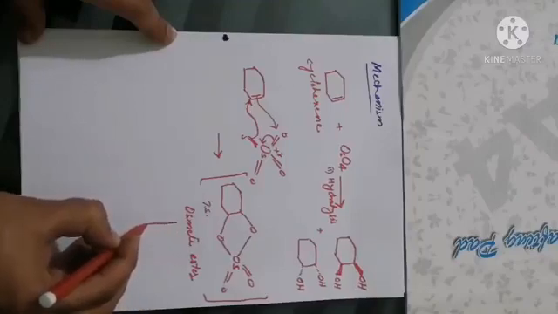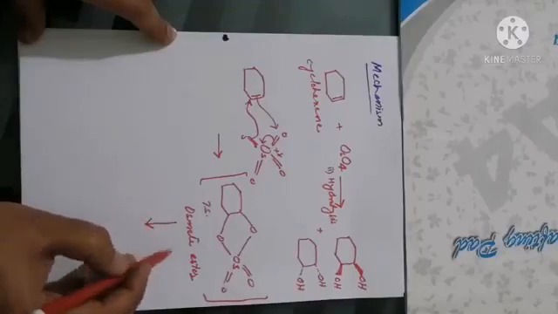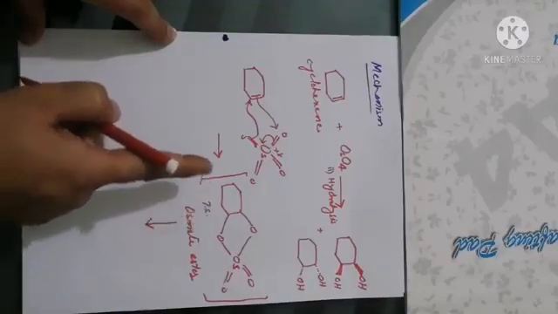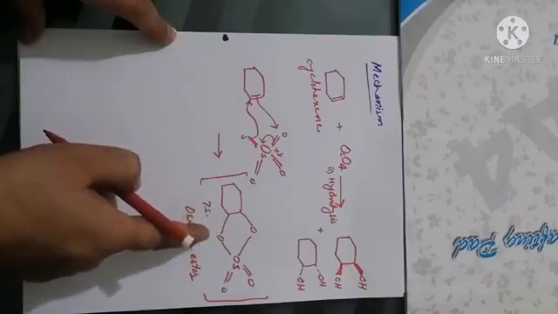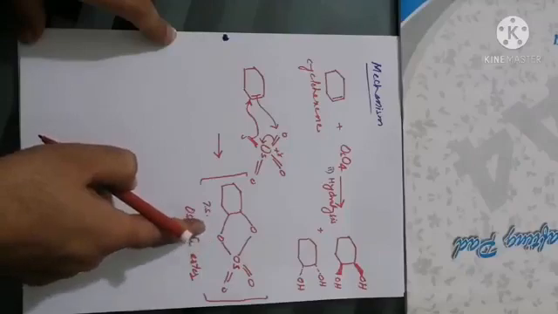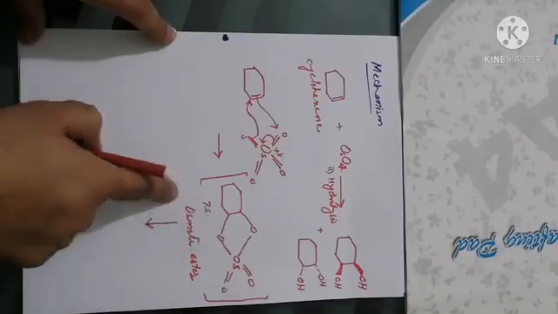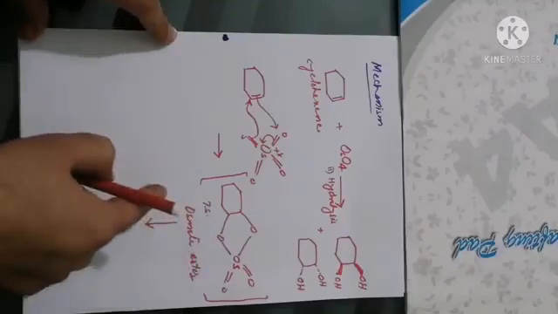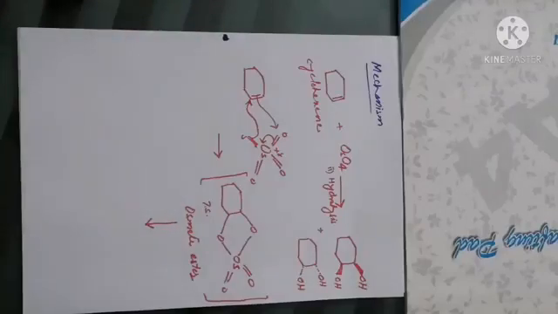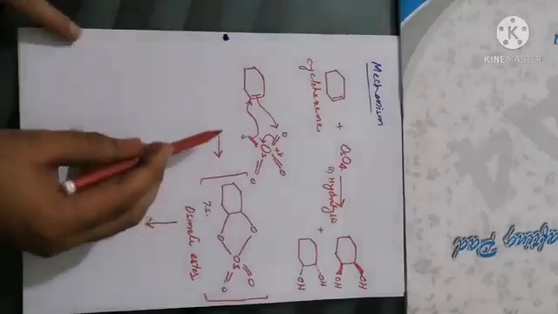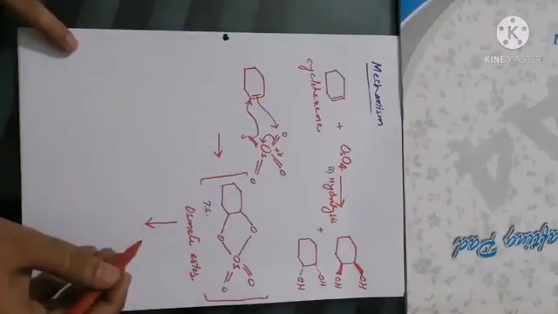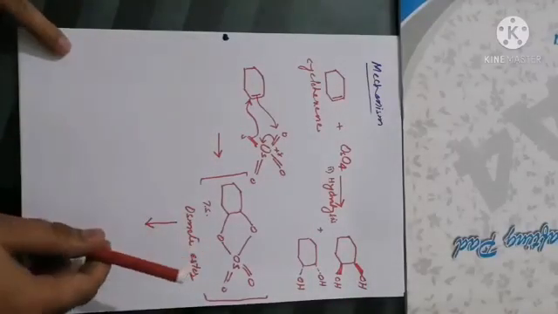What happens in the next step is hydrolysis. The formation of the cyclic intermediate is very important. I have to draw it here, wait. So the first step is the formation of the osmate ester, and the cyclic intermediate is obtained.